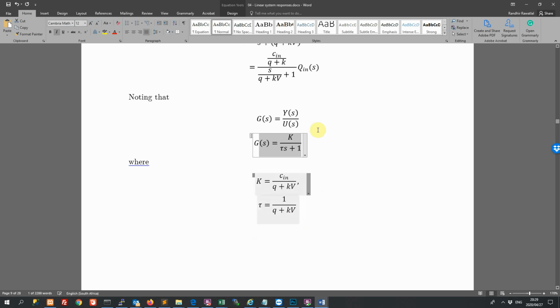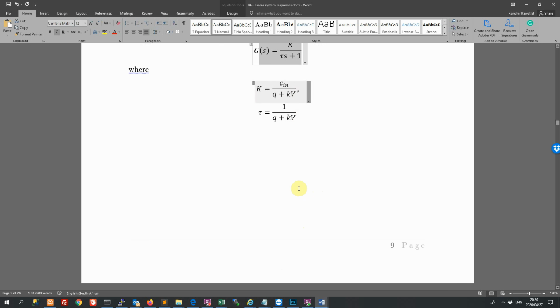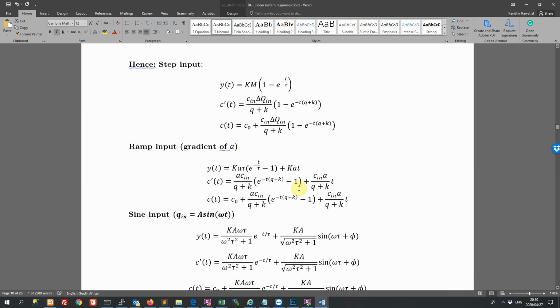So we are ready to do all those nice things. We can apply the step increase, or the ramp increase, or the sine wave changes, right? And the solutions are actually shown here as well. Sorry about that. So if you apply a step increase, we've already shown that you get that kind of solution.